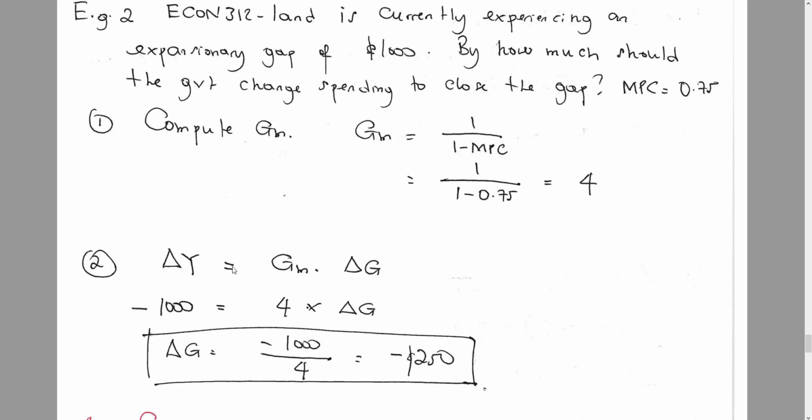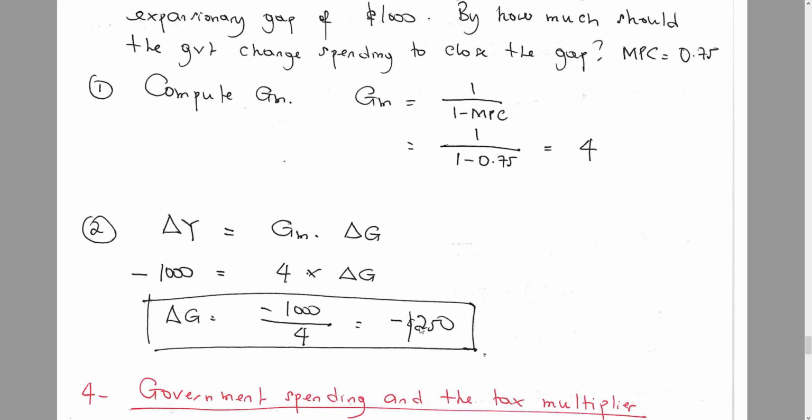So the goal here is, because we want to close the gap, to decrease our real GDP by $1,000. If we do that, then the gap will be closed. So we can just plug in the values here: negative 1,000 for change in Y, then 4 for the government spending multiplier. Then we can find how government spending needs to change in order to close that gap, and government spending needs to decrease by $250.